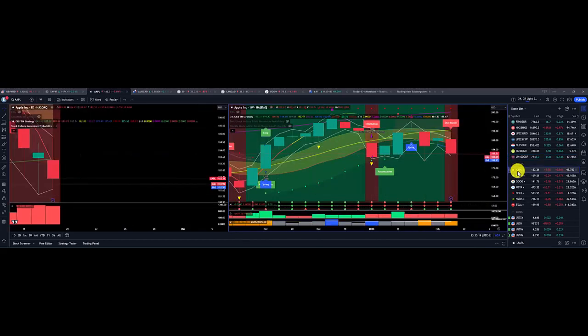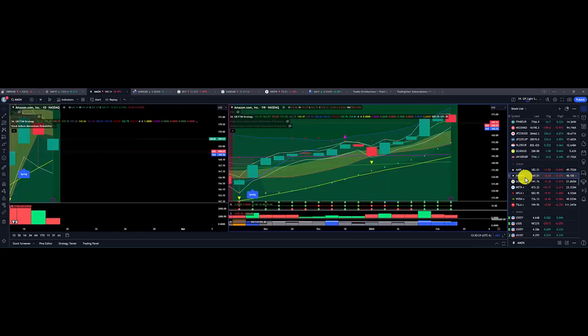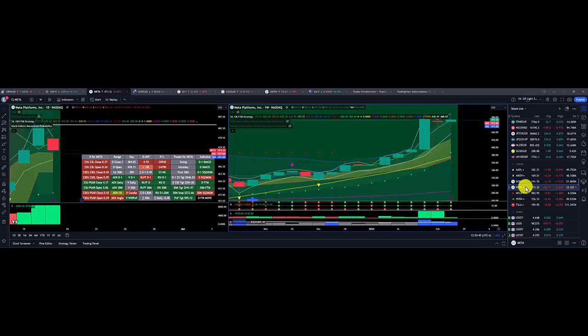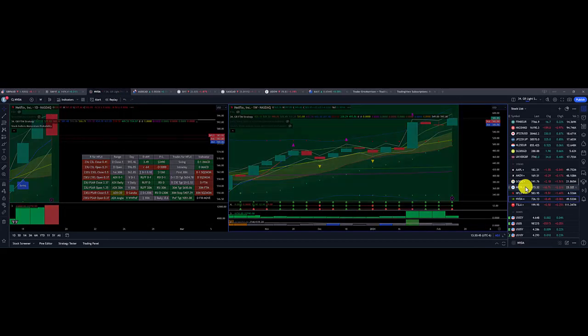Looking at the Magnificent 7, Apple has incredible pressure to the downside with a weekly distribution. Amazon too, last week was weak. Same with Google. Amazing distribution signal on Thursday, followed by a Friday drop. Meta, still price action to the upside for Facebook. Netflix as well, price action to the upside.